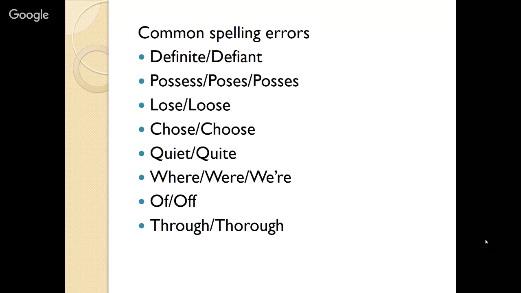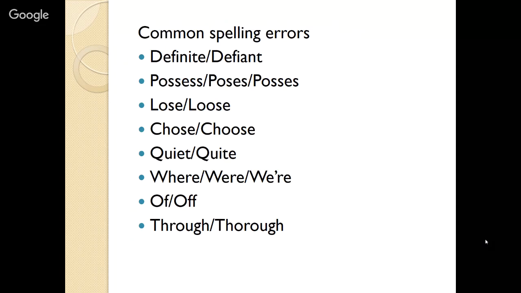Quiet and quite, another common spelling error. And I understand that because that's just a simple transposition of the last two letters, the E and the T. And often I think if you're typing, your hands can get ahead of your thoughts a little bit, and so you'll end up making that common mistake. And a spell check program won't catch it because it's spelled correctly. It's just the wrong word.